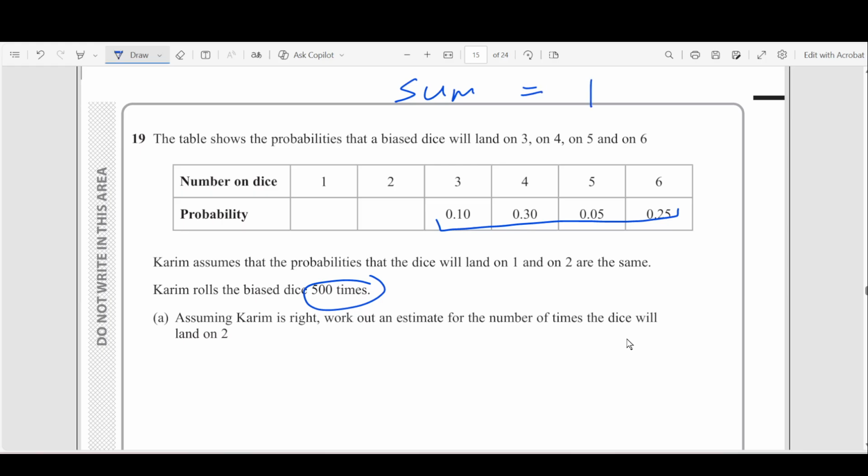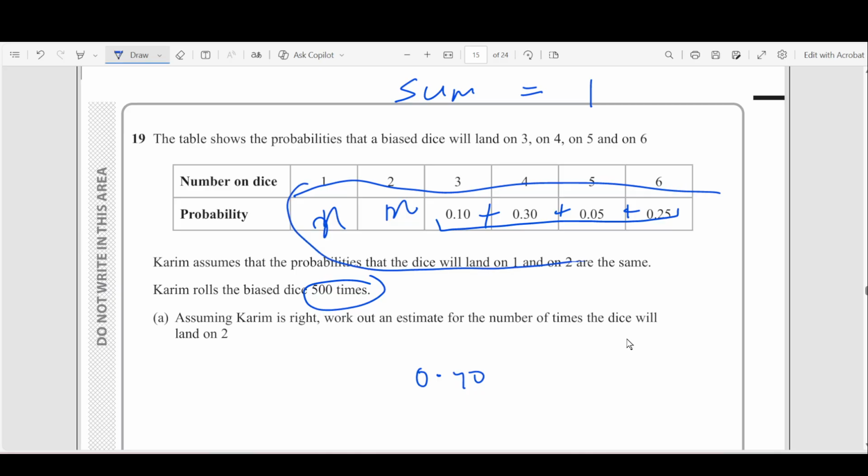So if I add all of them, 0.1, and this would be 40, and these two are 30, so 40 and 30 is 70. So the sum is 0.70. I just added all of them. Now all these sum, suppose this is x, this is x, all this sum is always equal to 1. So if I subtract this sum from 1, I get 0.30, right?